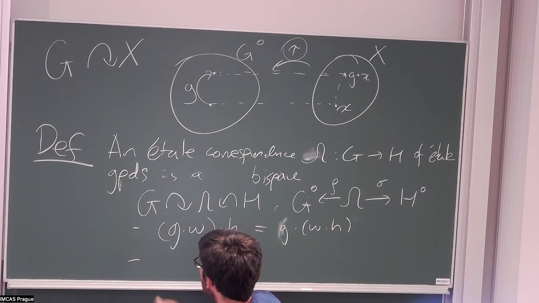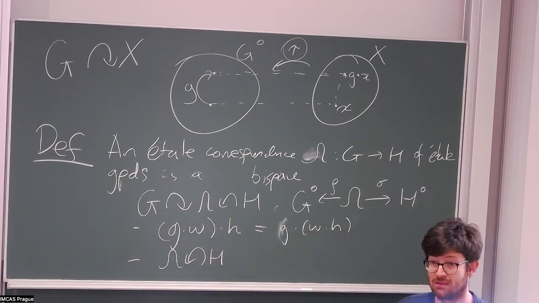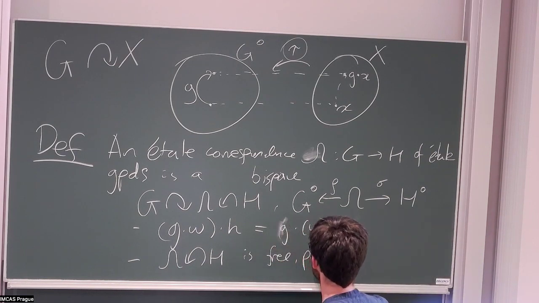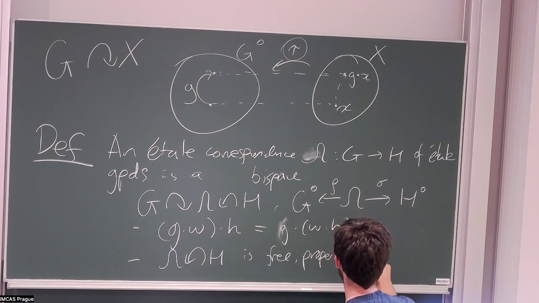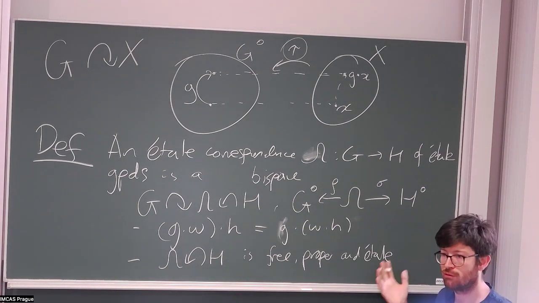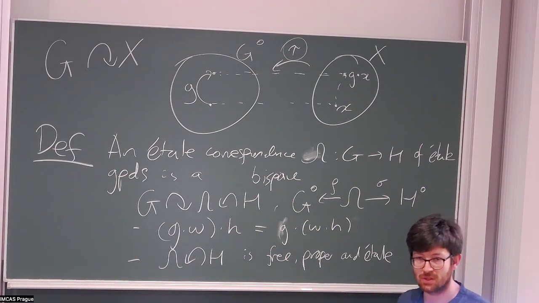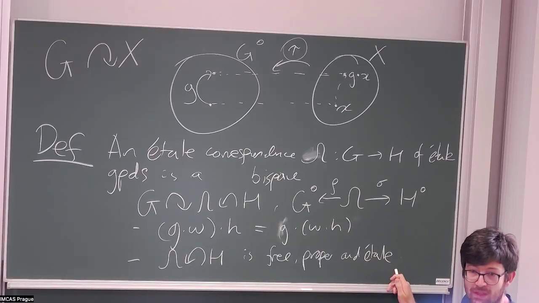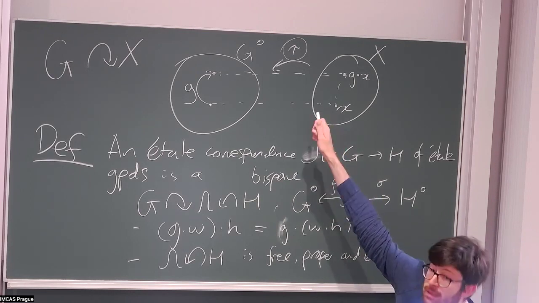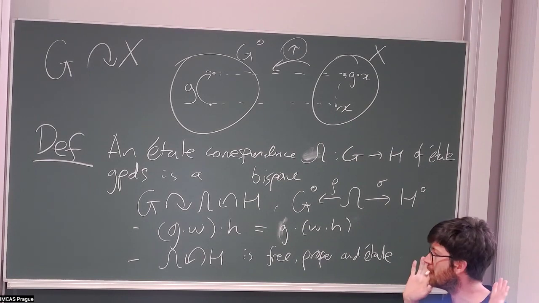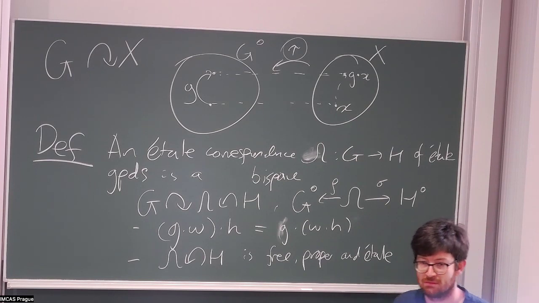And then I'm going to have this condition that this right action is super nice. It's not really going to be important for the talk what this exactly means. But free, proper, and étale. If you know what free and proper mean for group actions, this is very similar. And étale is a purely groupoid action thing because it's exactly saying that the anchor map is a local homeomorphism. But feel free to forget that. It's not going to be important for this talk.